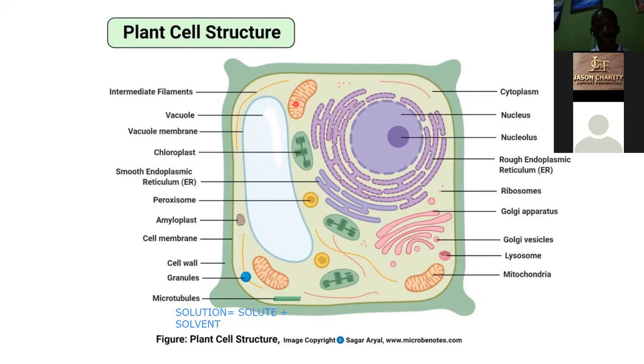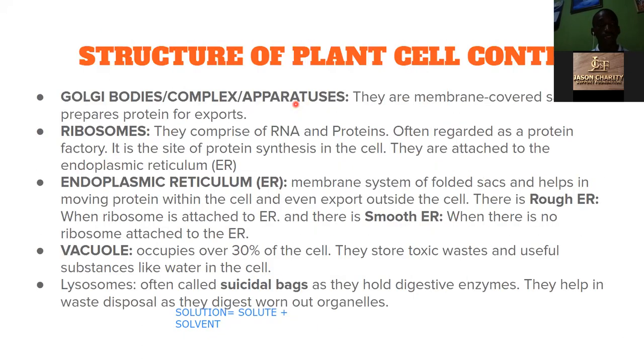So let's continue. The Golgi apparatus, or Golgi bodies, or Golgi complex. Different textbooks, different people, call it different names. It can be called Golgi bodies, Golgi apparatus, or Golgi complex. They are membrane-covered sacs that prepare proteins for export.